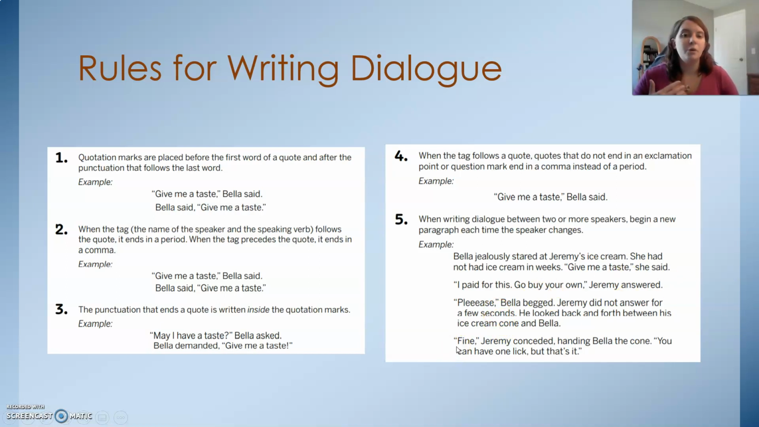So when you're having people talking, if you're typing, you're going to hit enter. If you're writing, you're just going to go down a line when someone's speaking. So anytime, if Bella was continuing to talk, it would all still be one paragraph. But if it's a new person speaking, we go to the next line.